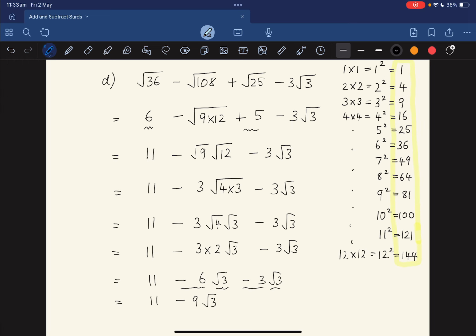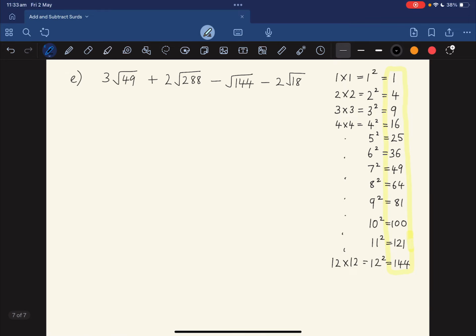Now let's go to the next question. The last question. All right. Now you're always looking again for square numbers under the square root sign. Even straight away, I can see 49 is a square number. 144 is a square number. Let's have a look. So 49 is a square number. 144. Let's try them out. 7 sevens are 49.